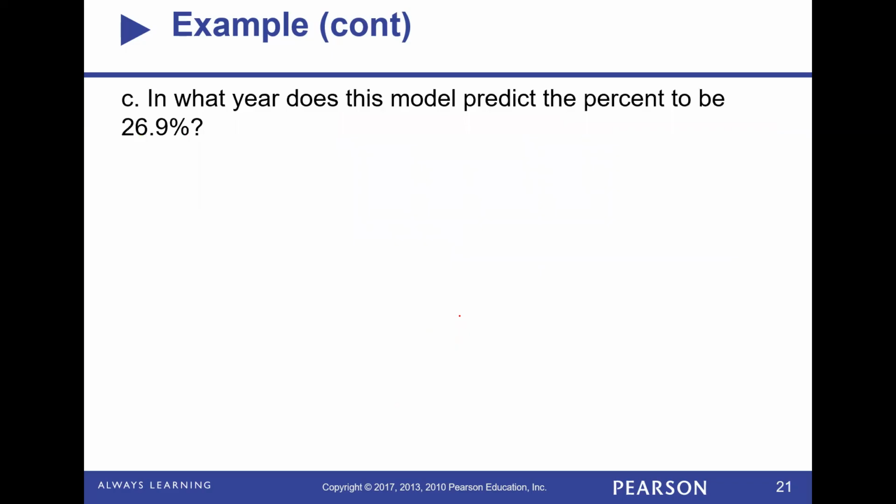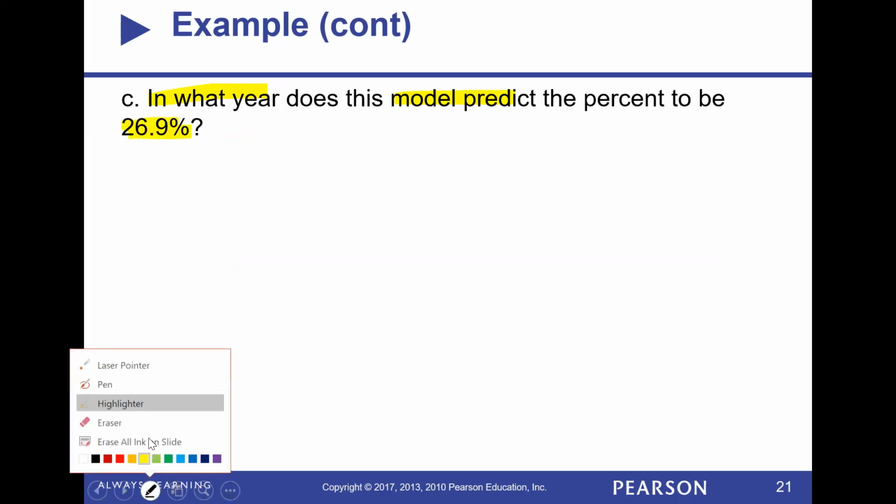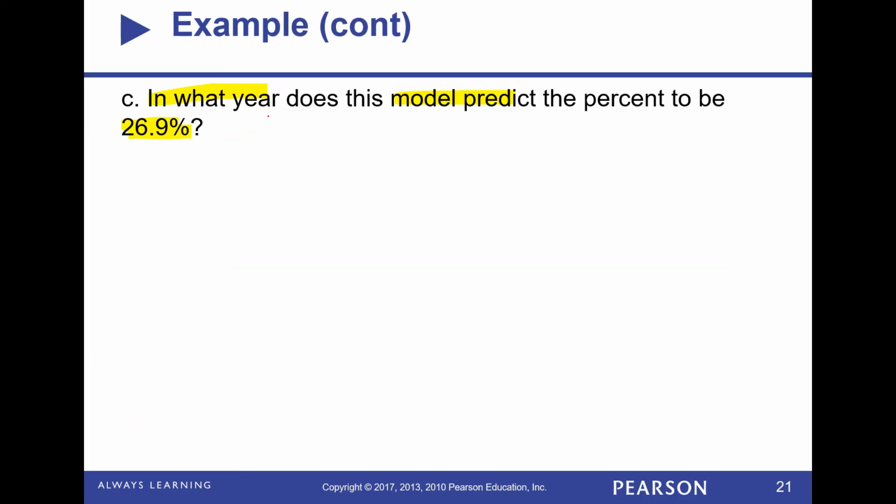Now, part C says, in what year? Okay, first of all, this is slightly different in the wording, and that's really important to note. In what year does the model predict that the percent will be 26.9%? The first thing is that I highlighted in what year because that's really important to note that this is T. This is the time, or AKA X. The model is going to be something that you did with the calculator majority of the time. And then this right here, this is basically my Y value.